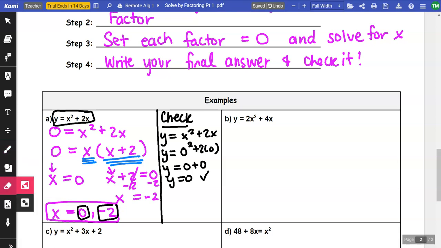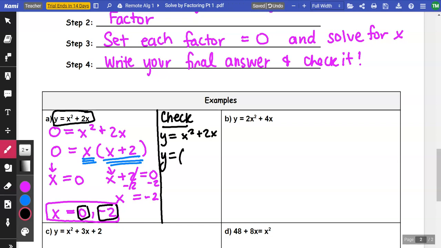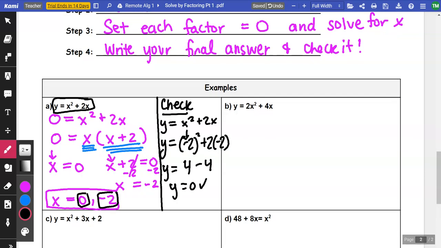Next, we need to check negative 2. So now we're going to plug in negative 2 for our x values, and we get y is equal to negative 2 squared plus 2 times negative 2. Notice I put negative 2 in parentheses because I want to make sure that I square that negative. So y is equal to negative 2 squared is positive 4, plus 2 times negative 2 is negative 4. Well, 4 minus 4 is 0, and that one also checks out. So we know that the answers x equals 0 and negative 2 are in fact correct.